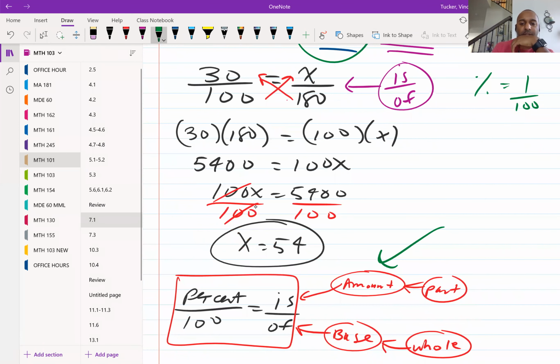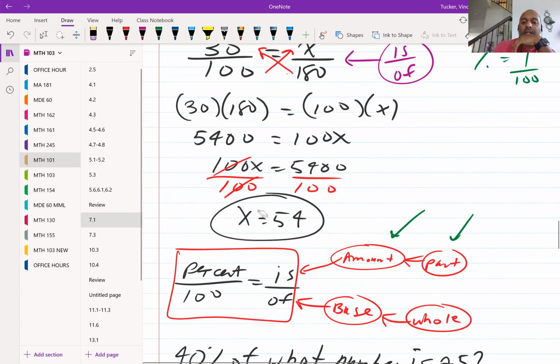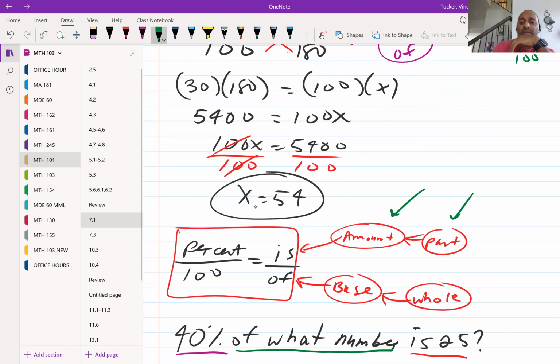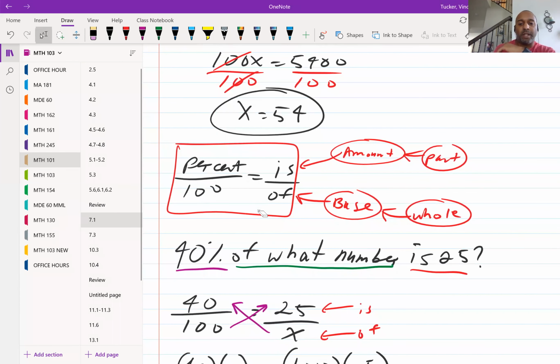This right here is just reemphasizing what I just wrote up there. I think somebody had a question. I was just reemphasizing that the top number is also called the amount, which is also called the part. Somebody else had another question. The bottom number is your base, or sometimes called the whole or total. So like I said, you don't have to rewrite that. I just talked about that up there.